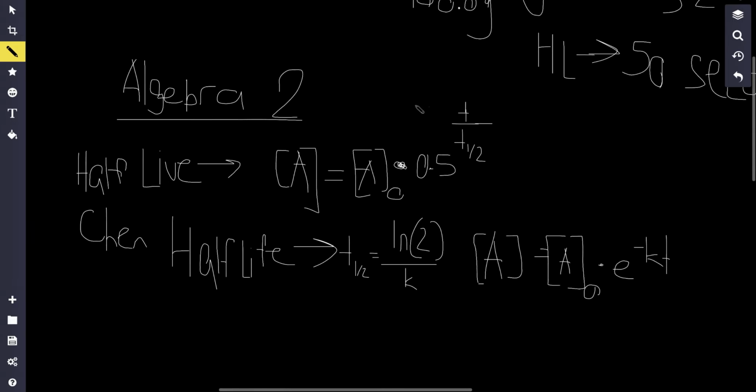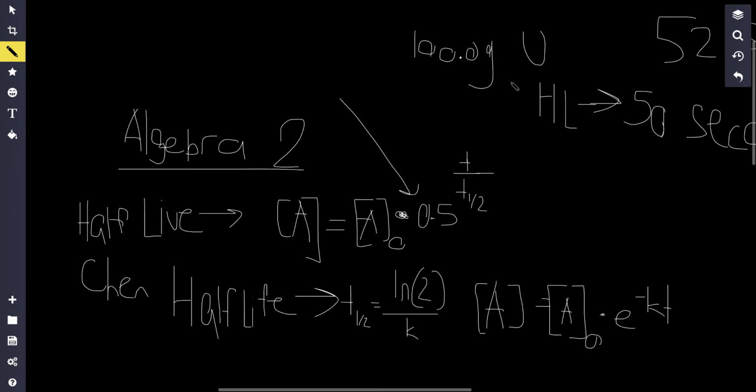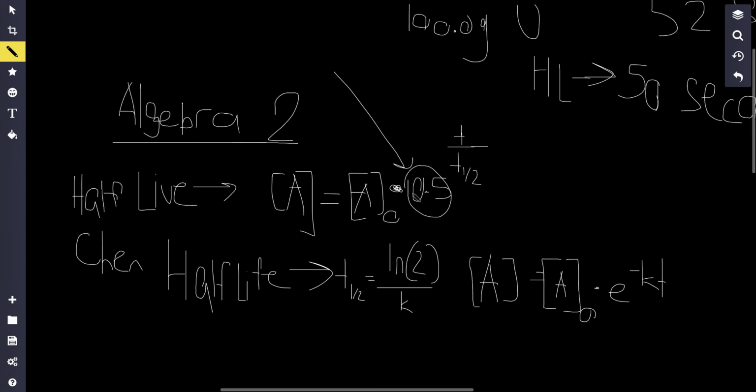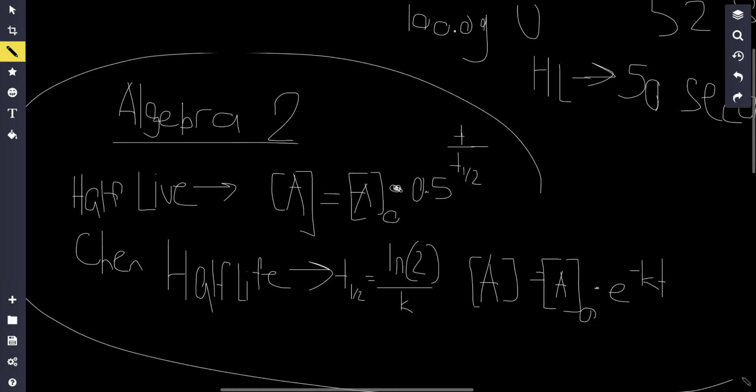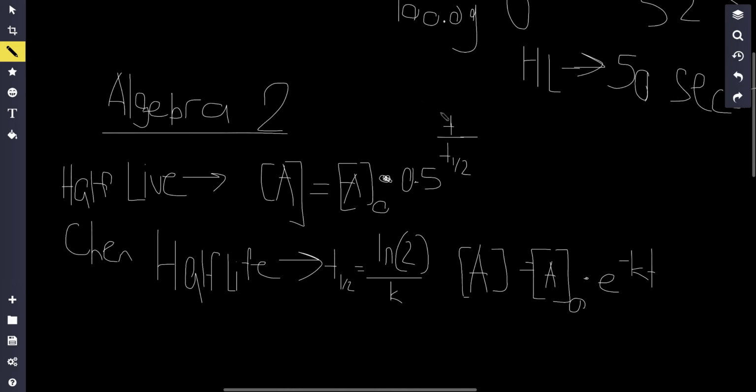Now, this formula kind of makes sense because when we're talking about half-lives, 0.5 is essentially our decay rate, right? We're losing 50% of whatever we have. So when I saw these two formulas, I was like, what the hell? How can these two formulas yield the same result? That does not make any sense to me.